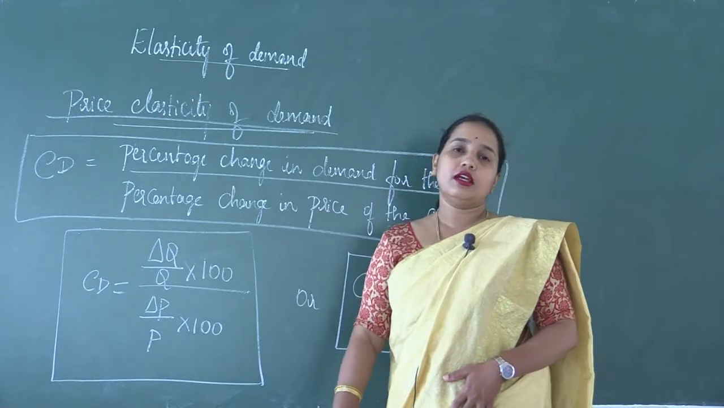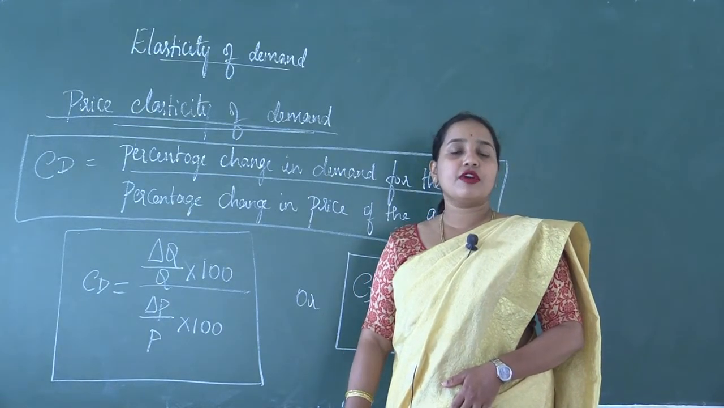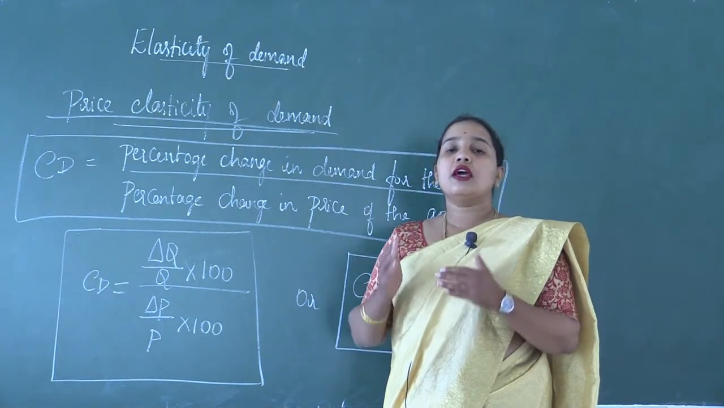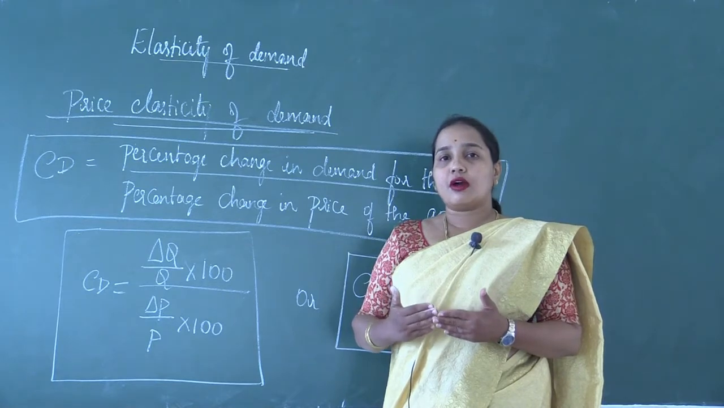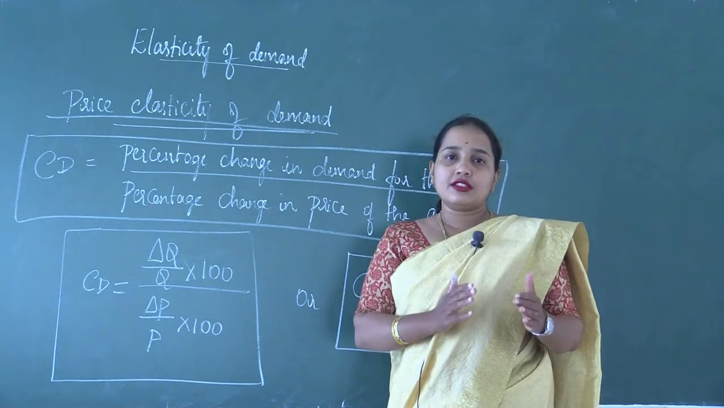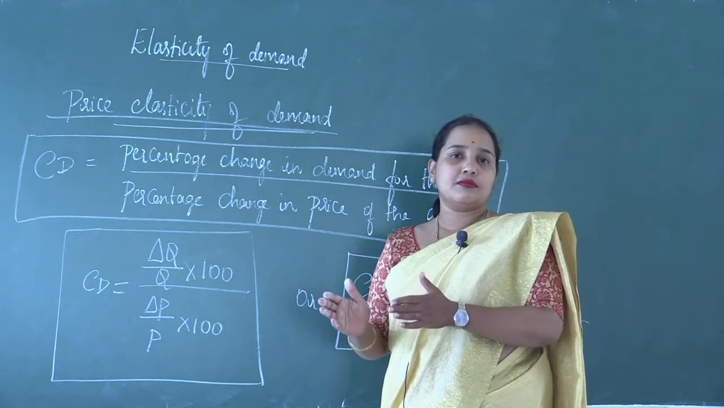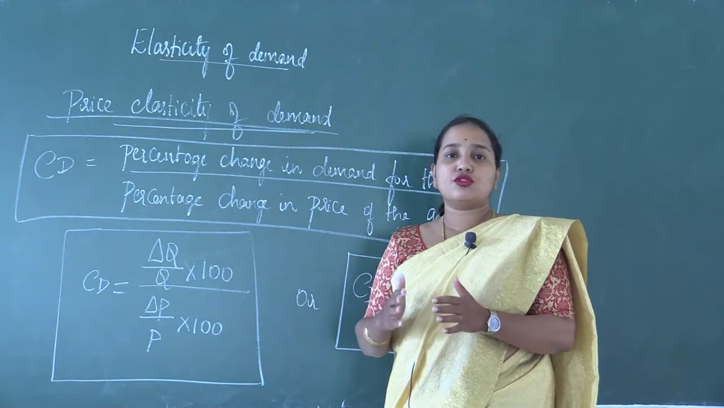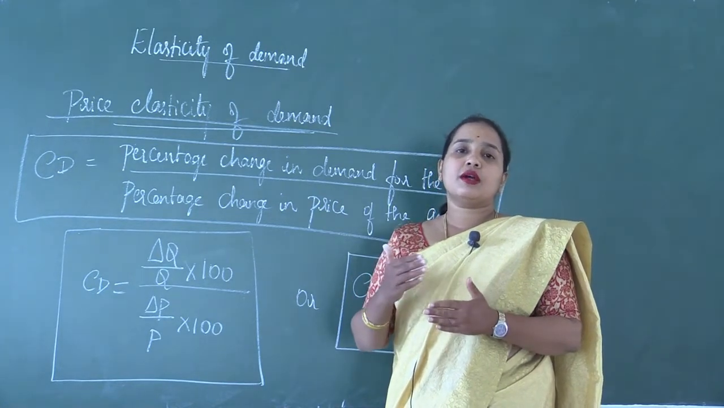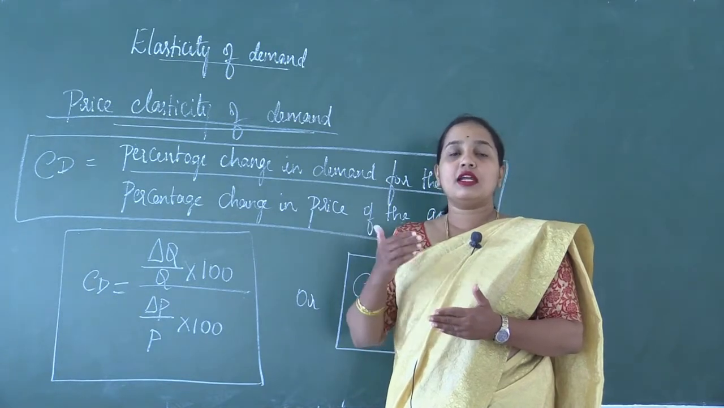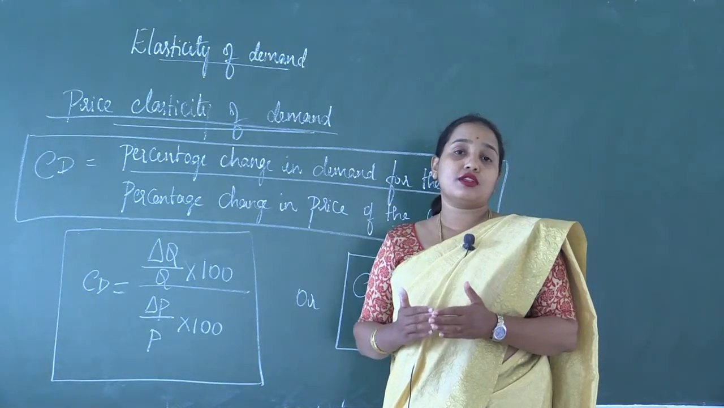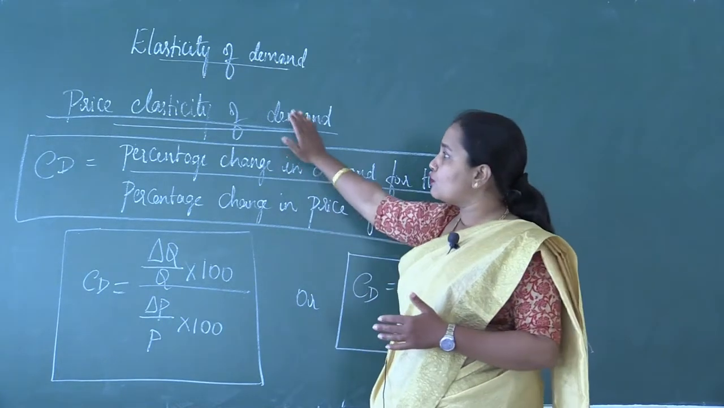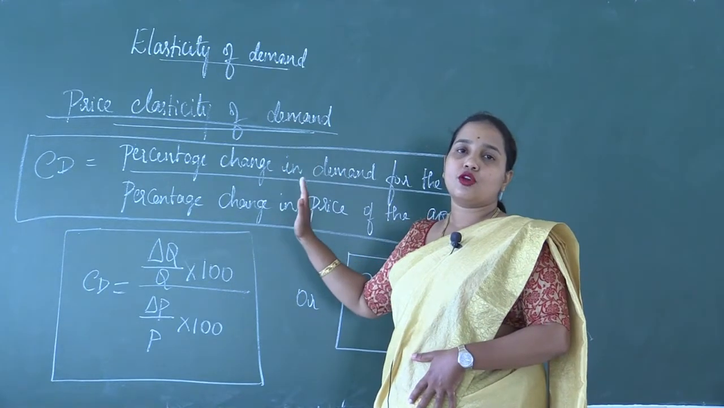Elasticity of demand. Elasticity of demand is a measure of responsiveness of demand to a change in one of its determinants. While considering elasticity of demand, we consider the change in demand to a change in one of its determinants. It may be the price of the good, income of the consumer, prices of related goods, or taste and preferences. Here we come across price elasticity of demand, income elasticity of demand, and cross elasticity of demand. As far as your syllabus is concerned, we have to look into price elasticity of demand.